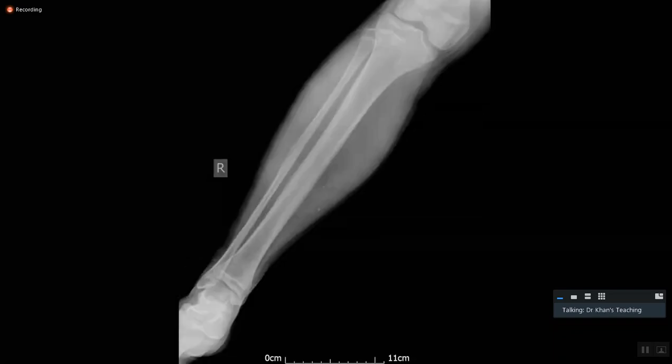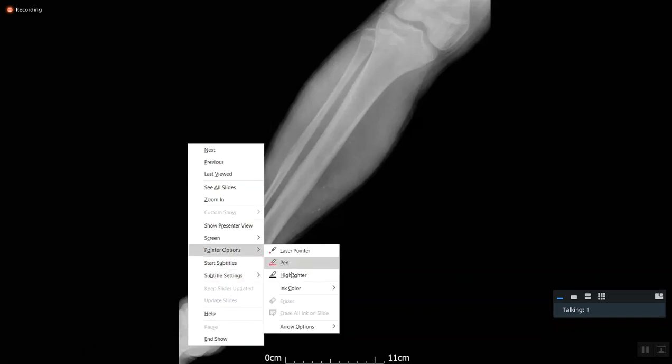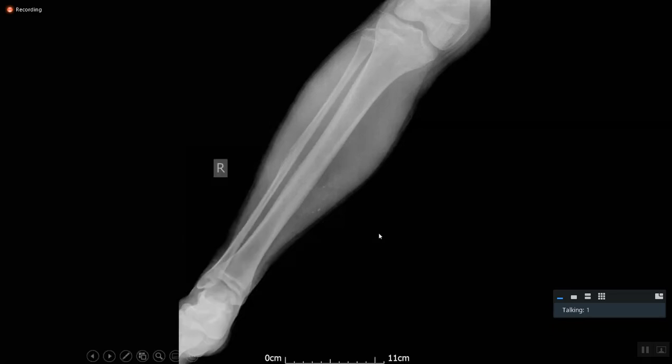Okay, just one second. Let me recap for everybody. So what do you think, how will you describe the finding here? So there's an ill-defined area involving the lateral cortex. It has a wide zone of transition. It's poorly defined, and I'm concerned that this represents an aggressive process. There isn't any associated involvement of the medullary cavity, and it's quite focal in nature.